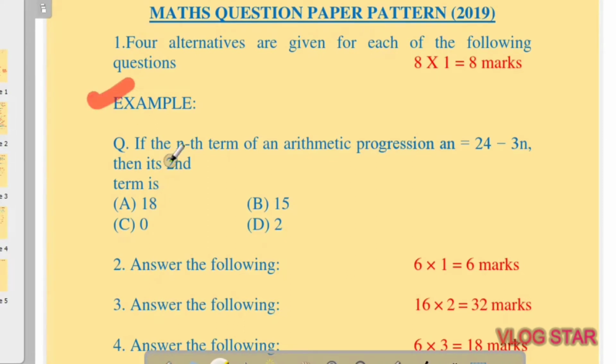Let us see an example. If the nth term of an arithmetic progression an is so and so, then what is the second term? So you need to select the correct answer from the 4 alternatives which are given to you.